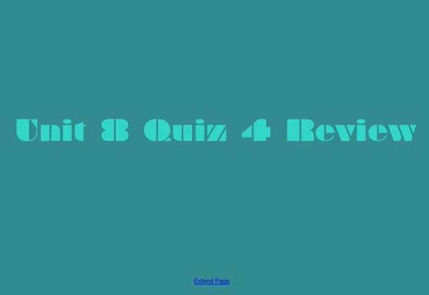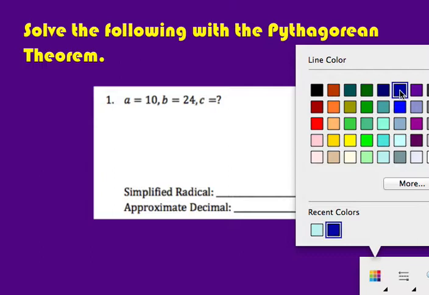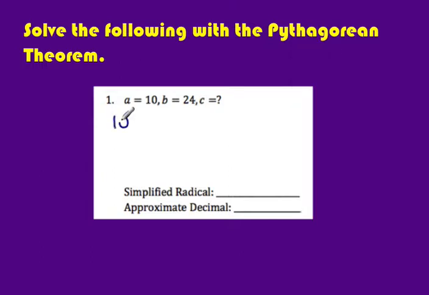So starting off, let's just do a review of the Pythagorean theorem. We're given the A and B and we want to find the C. Since we know the A and the B represent our legs, I'm going to have A squared plus B squared is equal to C squared.